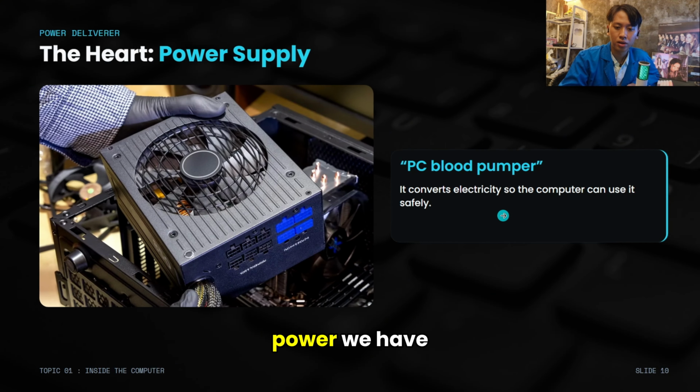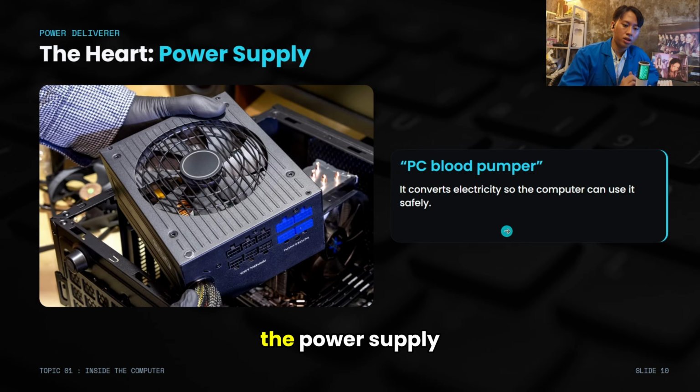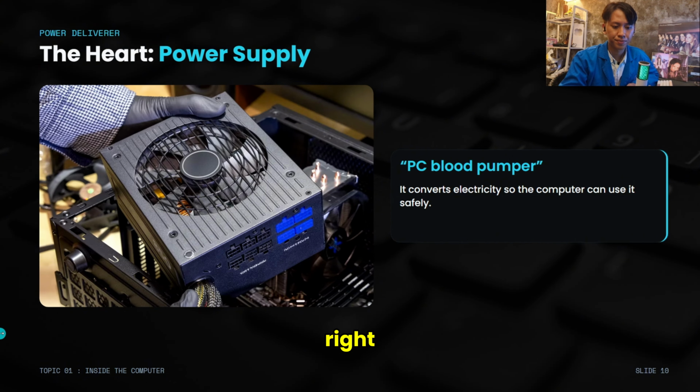And for the power, we have the PSU, power supply unit, the heart, the PC's blood pump, which converts electricity so the computer can use it safely. I always tell my friends and all of my colleagues, the power supply is the most dangerous part to go cheap on. A bad power supply can send a power spike that fries your motherboard and CPU in a millisecond. You really don't want that to happen, right?